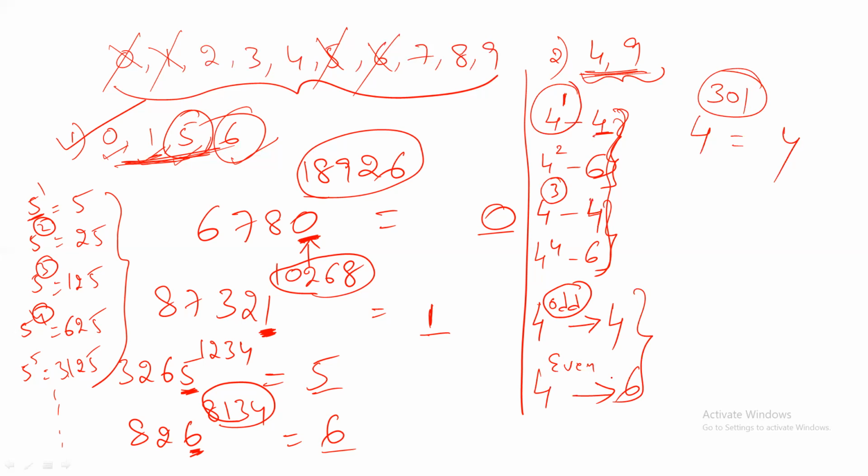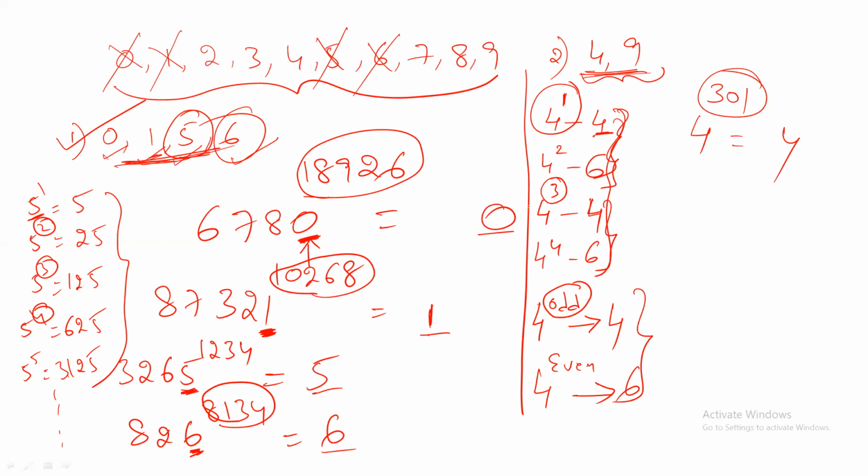What we need to do is just concentrate on whether the number ends with 4 or not. If the number ends with 4, check the power. If the power is odd, the answer is 4. If the power is even, the answer is 6. It is as simple as that.